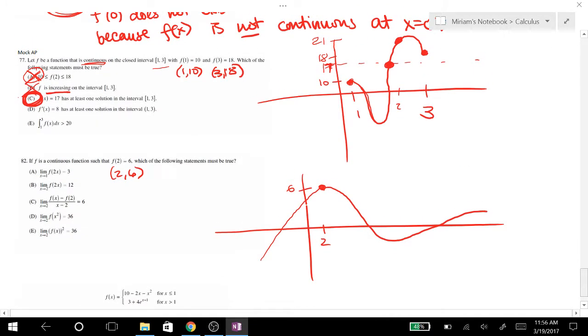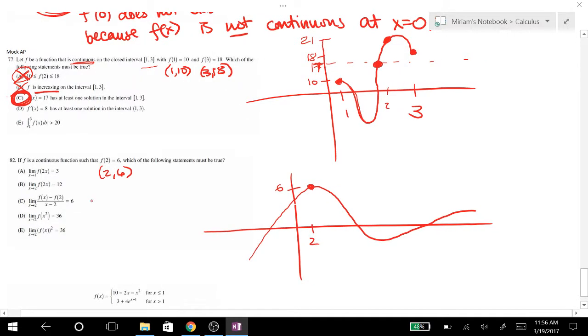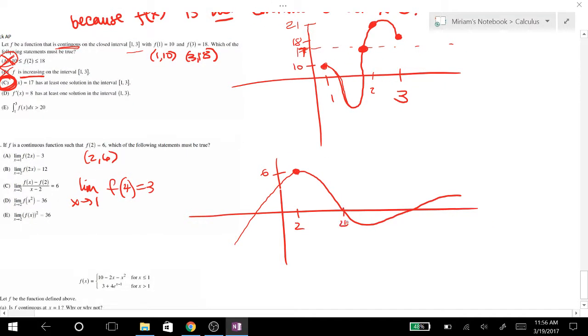Okay, let's go over A, limit as x approaches 1 of f of 2x. So 2x, and our x is 1, so 2 times 1 will be 2, is 3? Is that necessarily true? Let's go to 4. Let's say 4 is right here. Does it have to be 3? No. In our example graph, it's 0, so A is not true.